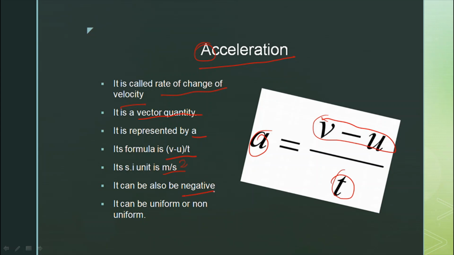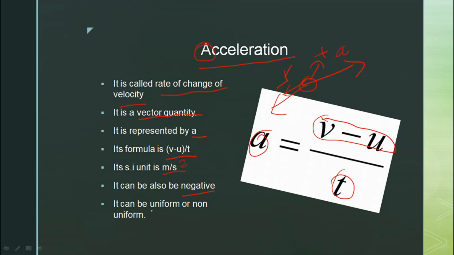It can also be negative. It is a vector quantity, so it can be a negative quantity and positive also. This can be understood better by this example. Suppose there are two accelerations on this object. One is on the right side, one is on the left side. Mostly we take the right side as positive and the left side as negative. So this will be positive acceleration, and this will be negative acceleration, which is also called retardation.